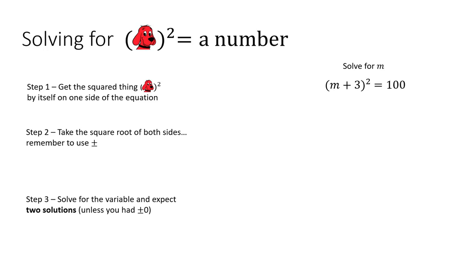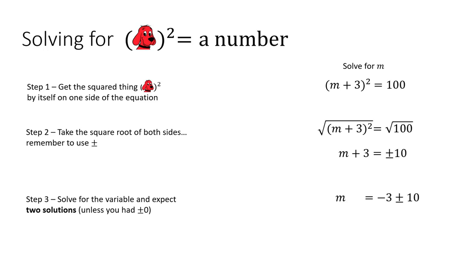Our next example, solve for m. The quantity m plus 3 squared equals 100. The squared thing is the quantity m plus 3, and it is by itself on one side. So we're ready to take the square root of both sides. Remembering to use plus or minus, we get the quantity m plus 3 equals plus or minus 10. We want to get the variable by itself in step 3. That means we'll have to subtract 3 from both sides. And now on the right-hand side, we have -3 plus or minus 10.